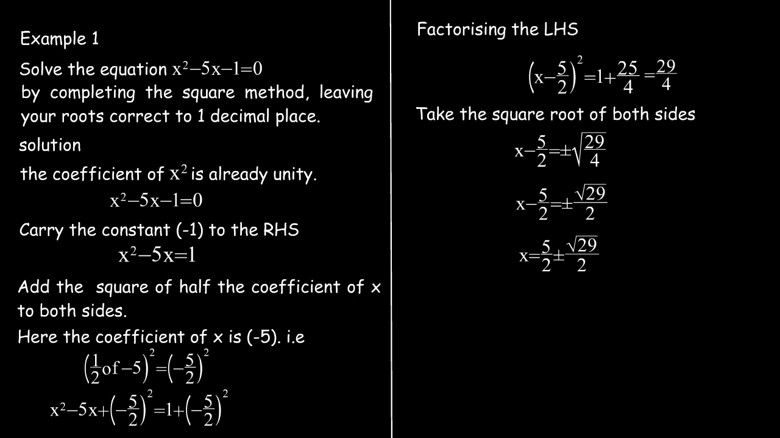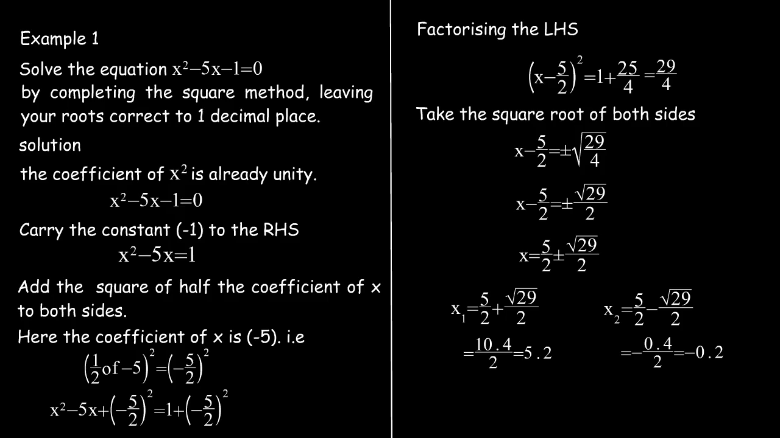Now for our two values of s, s1 will be equal to 5/2 plus the square root of 29 divided by 2, and s2 will be equal to 5/2 minus the square root of 29 divided by 2, which will be equal to, for s1, 10.4 divided by 2, which is 5.2, and for s2 it will be equal to minus 0.4 divided by 2, which is equal to minus 0.2. So the two values of s are 5.2 and minus 0.2.